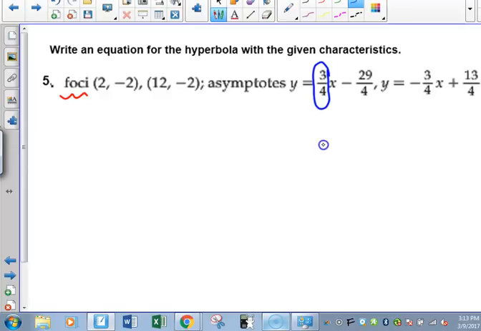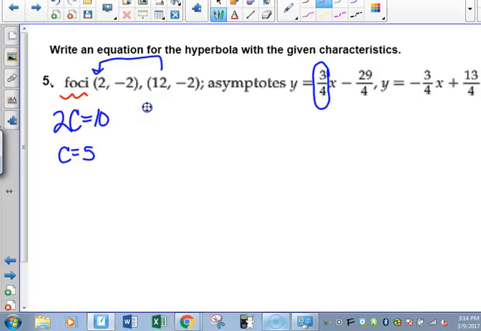Okay. So sometimes this is reduced slope, and we have to be really careful. All right, we're going to just work with what we know here. Foci tells us what? They tell us C. 2C is the distance. How far apart are those, guys? Right there, that is a distance of 10. So C is 5.